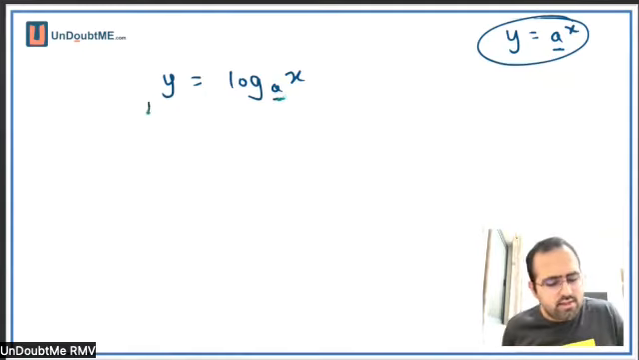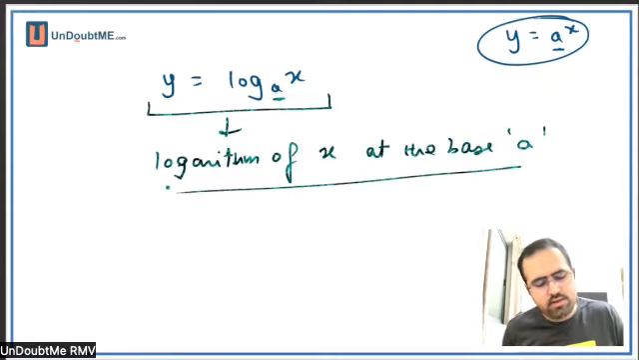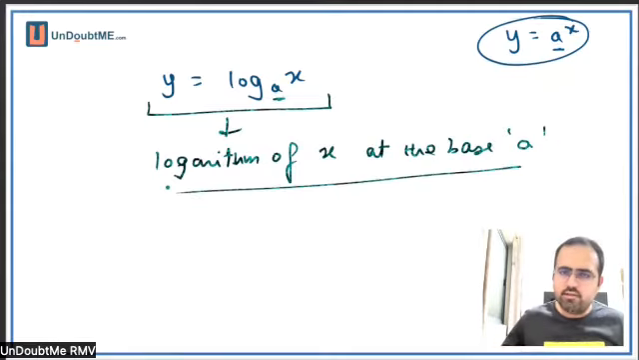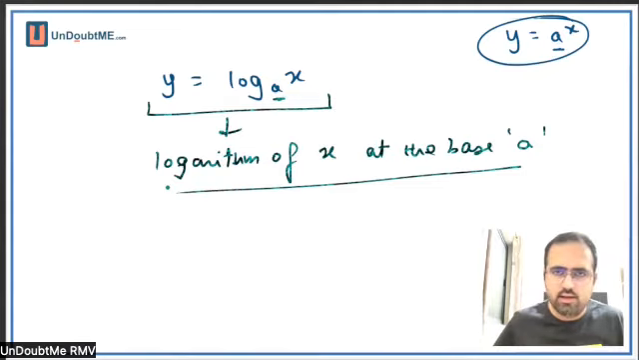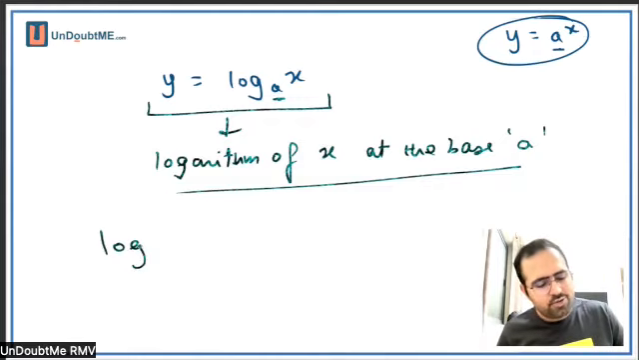Okay. How is this read? This is read as logarithm of x at the base a. Log of x at the base a is y. The base will be constant. Because of that, sometimes you will find that nothing is written over there. If nothing is written over there, it will be treated as a default base. Default bases are usually 10 or e.